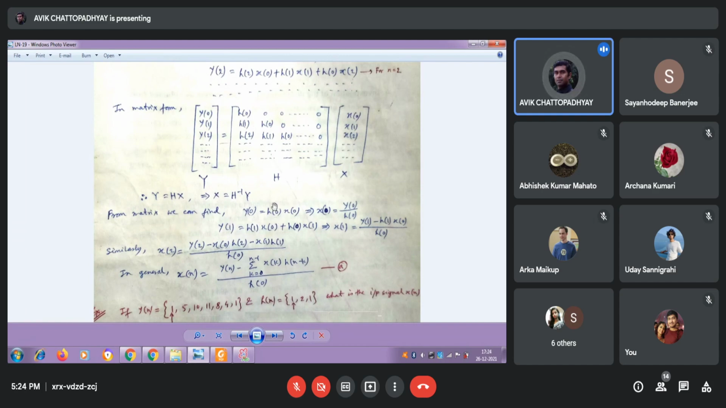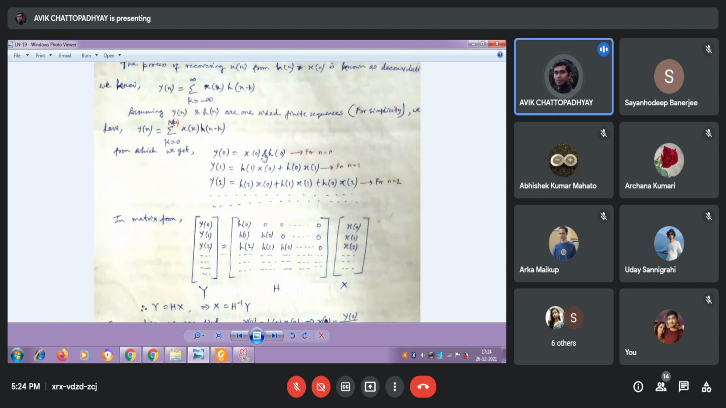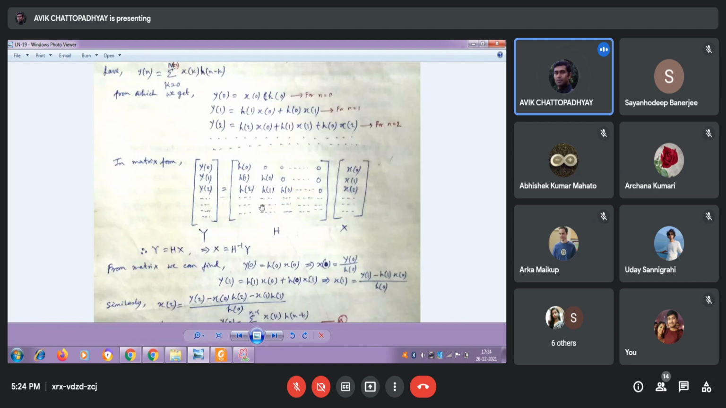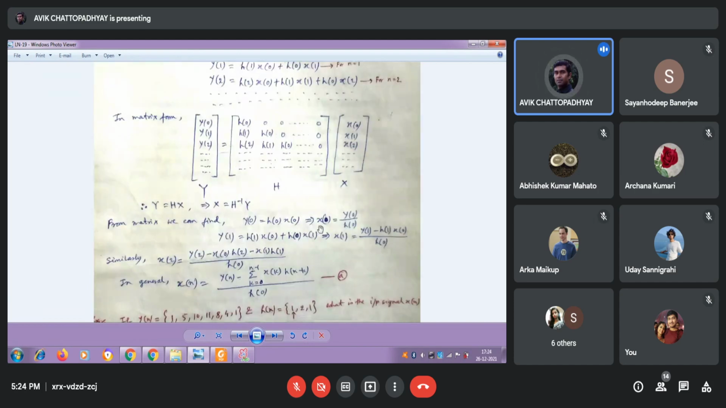But what do we actually do? If you look at the individual expressions for y0, y1, y2, etc. We know y0, we know h0, we don't know x0. So how to find out x0? x0 is nothing but y0 by h0. So this is quite clear that x0 is y0 upon h0.